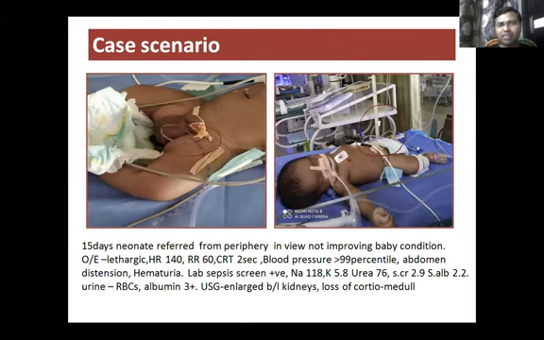On examination, we found the abdomen distended. Probably we thought the liver was enlarged. And there is hematuria, which you can see. The lab sepsis screen was positive. CRP was 12, platelet count was 1.3 lakh, sodium was 118, potassium was high, urea was 76, creatinine was 2.9, and albumin was 2.2. Urine showed RBCs around 15 to 20, albumin 3+, and pus cells around 5 to 6. So renal insufficiency was there, and sepsis was there.